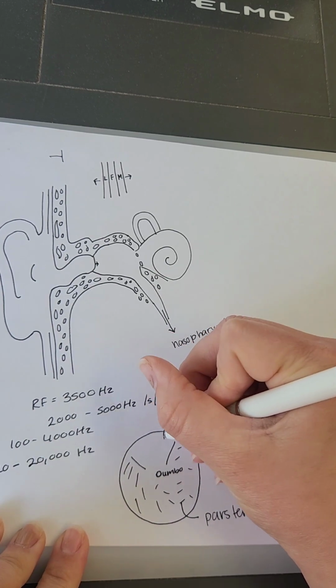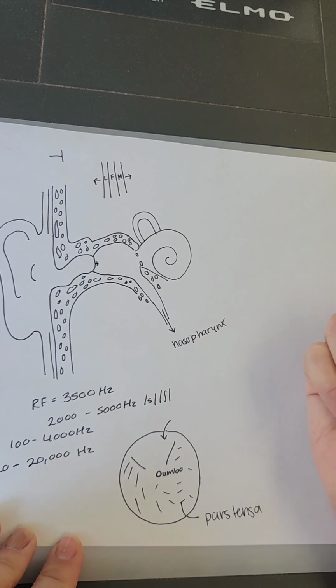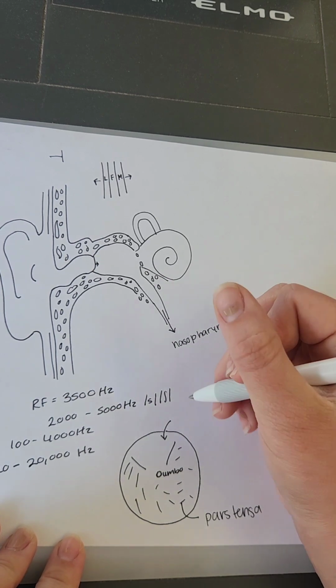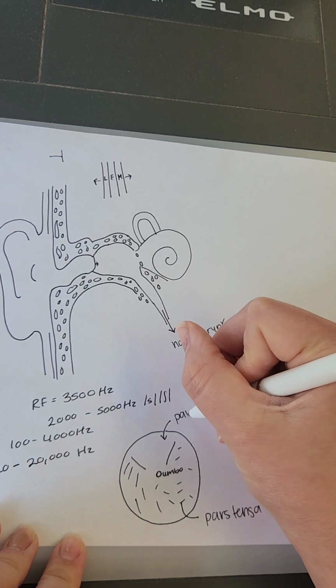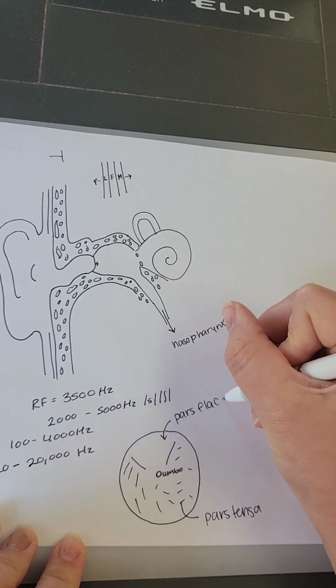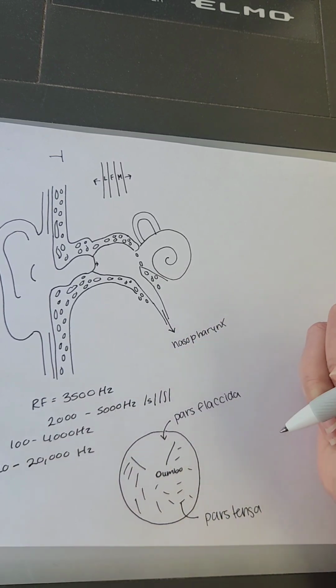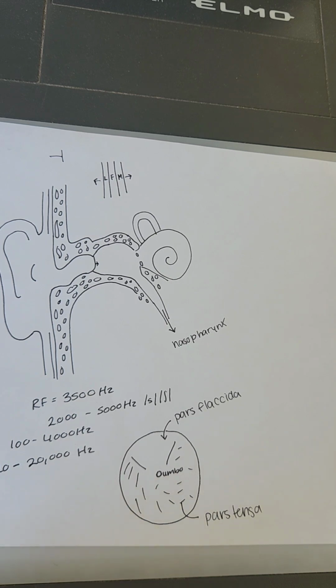This top portion here has a lot less of those fibrous layer, so we call it the pars flaccida, right? And think about the word flaccid. It's floppy, it's weak, it's flexible, okay?